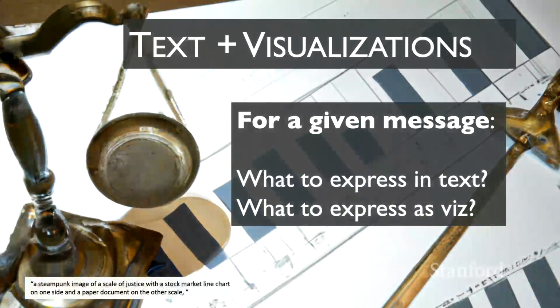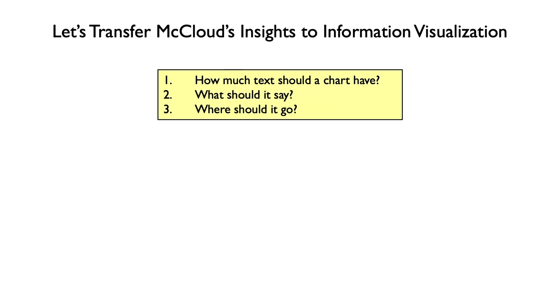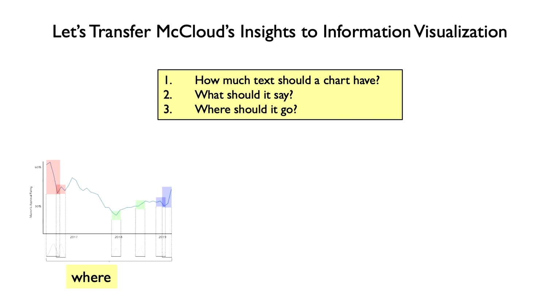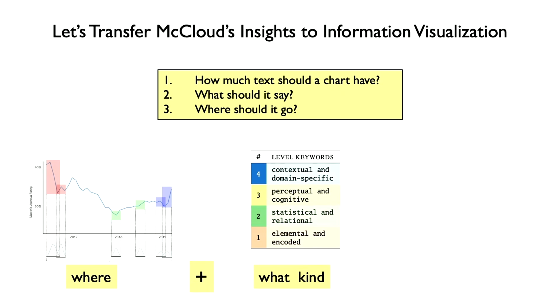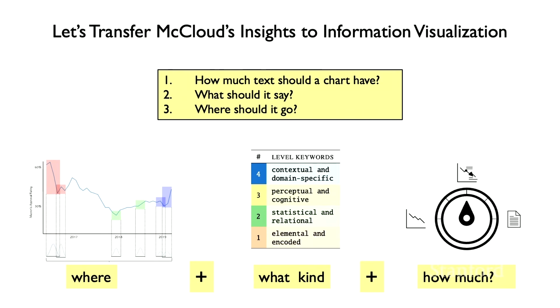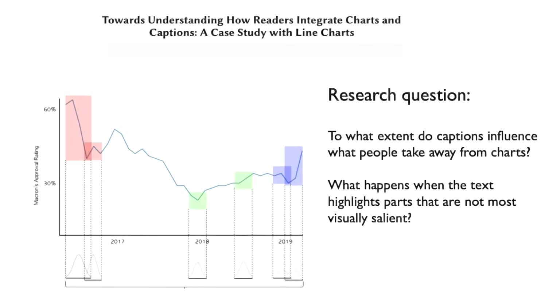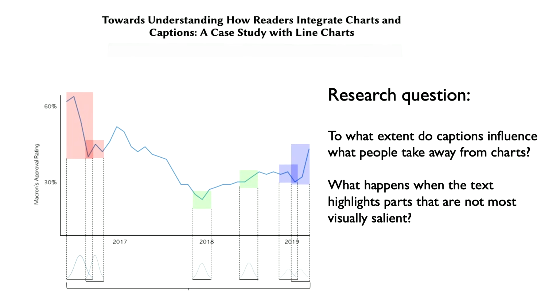All right, so for a given message, what should we express in text and what should be expressed as a visualization? What should be the balance between the two? We first have to decide where the text should go, what kind of text it should be, and how much information. So we started with some work that Agarwala is a co-author on, where the research question was: what parts of a chart are attended to, are most salient, and to what extent do captions influence what people take away from the charts? And what happens when the text highlights the parts that are not the most visually salient?